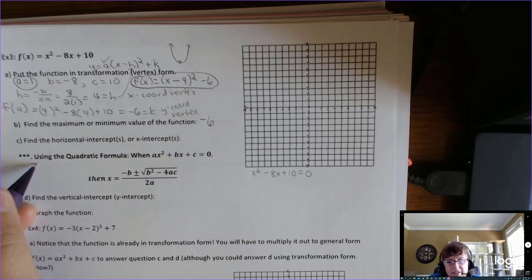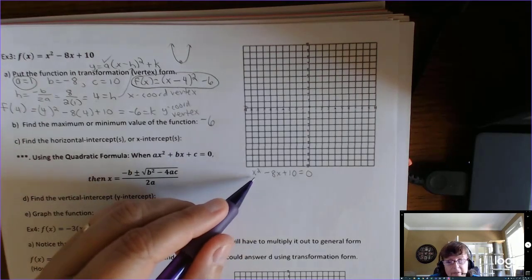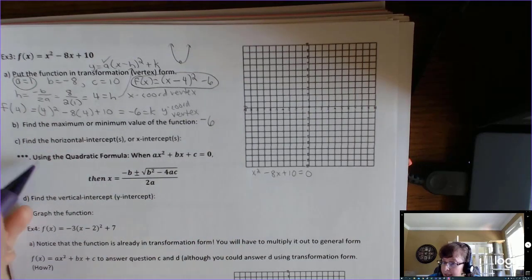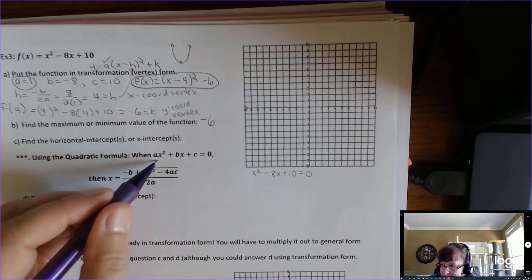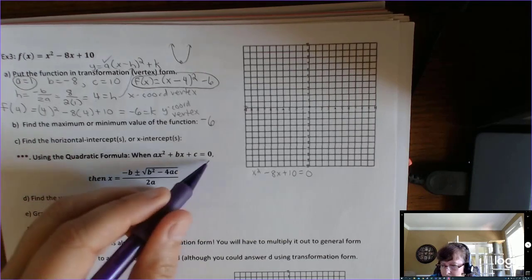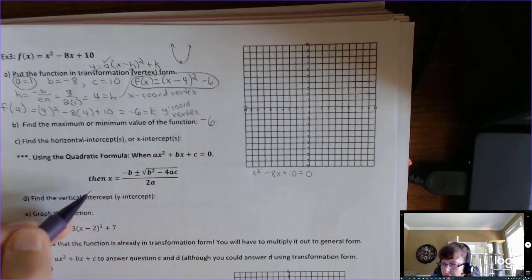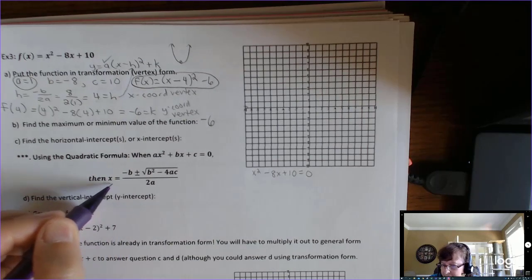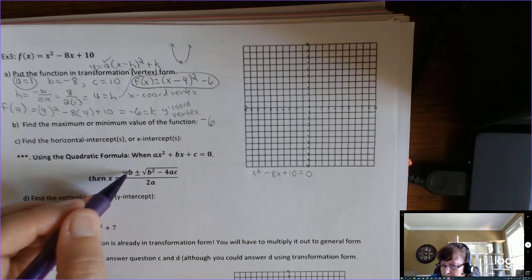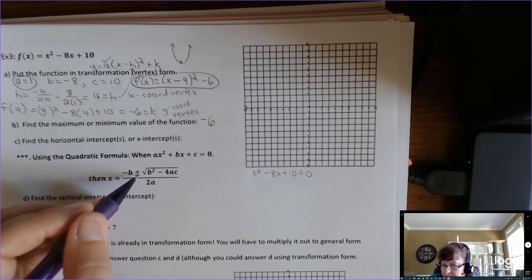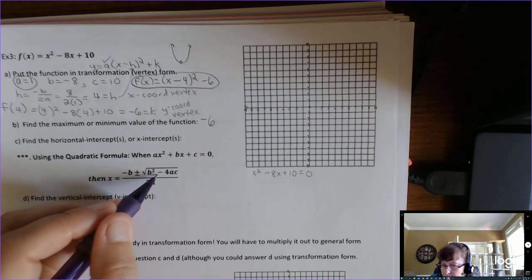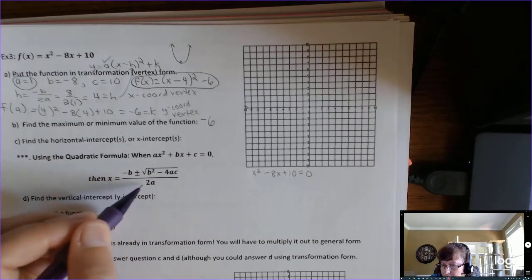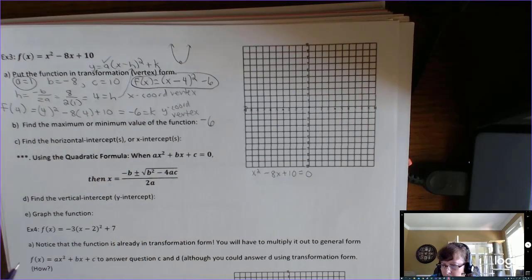If the function doesn't factor, we have something called the quadratic formula that we can use to find the values of x another way. And the quadratic formula has to be in standard form, so make sure you get it out of vertex form before you use the quadratic formula. And the quadratic formula is that x equals -b, or opposite of b, plus or minus the square root of b squared minus 4ac all over 2a. So you have to have that memorized.